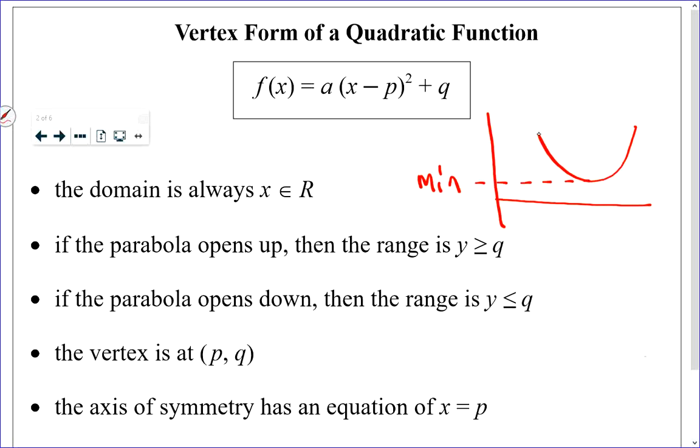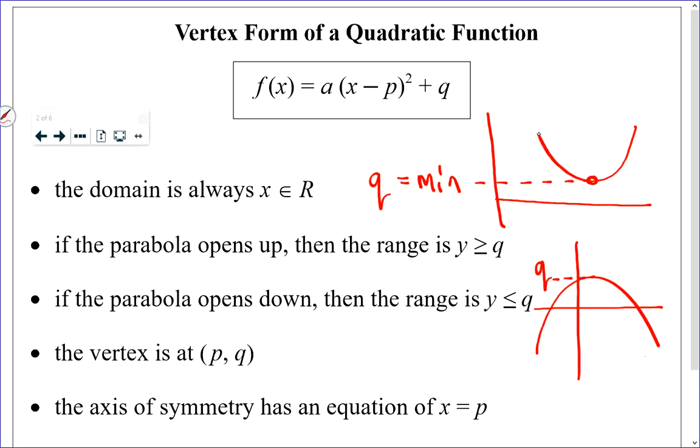So that means that whatever the minimum value of that is, which will always be the y coordinate of the vertex, the range will be y is greater than or equal to that value. But there will be a minimum. On the other hand, if the parabola opens down, then it would look like this. And there would be a maximum y, and that maximum y is q. So the range would be y is less than or equal to q.